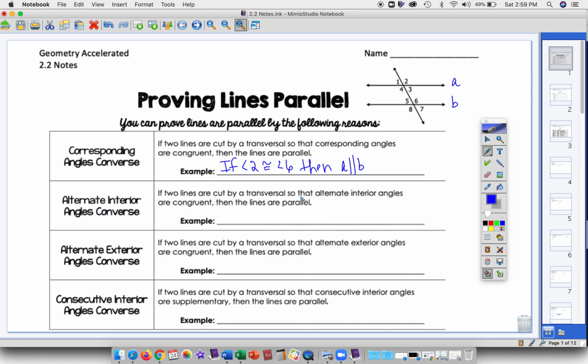If two lines are cut by a transversal so that alternate interior angles are congruent, then the lines are parallel. So if we go with, let's say, 3 and 5. If angle 3 is congruent to angle 5, then A is parallel to B.